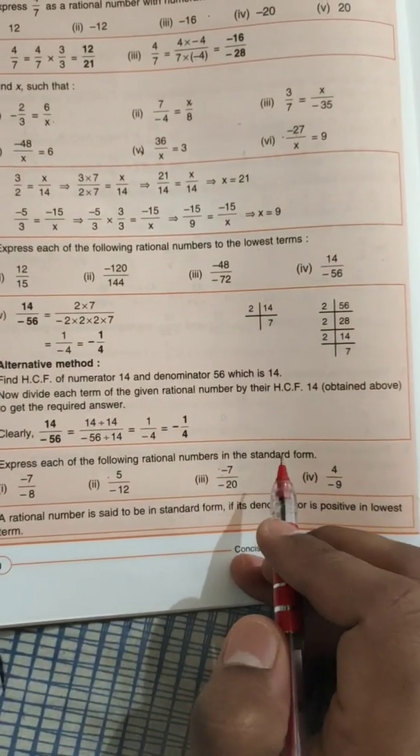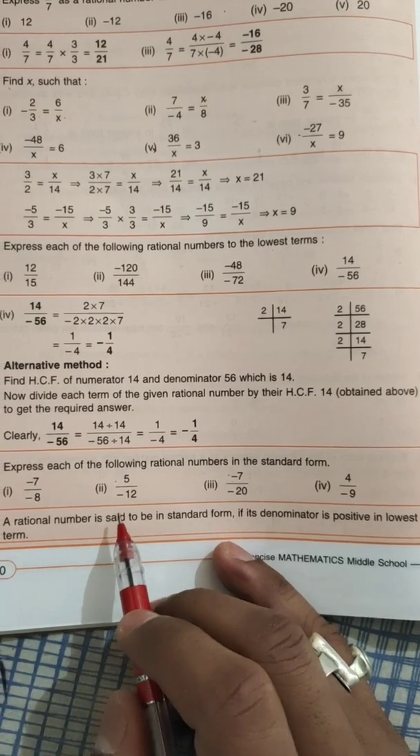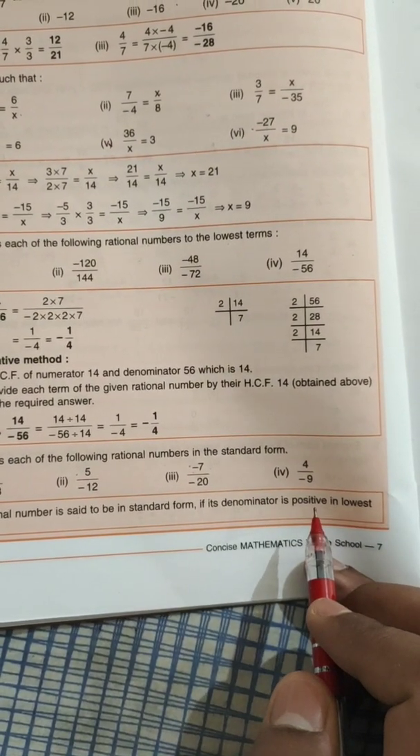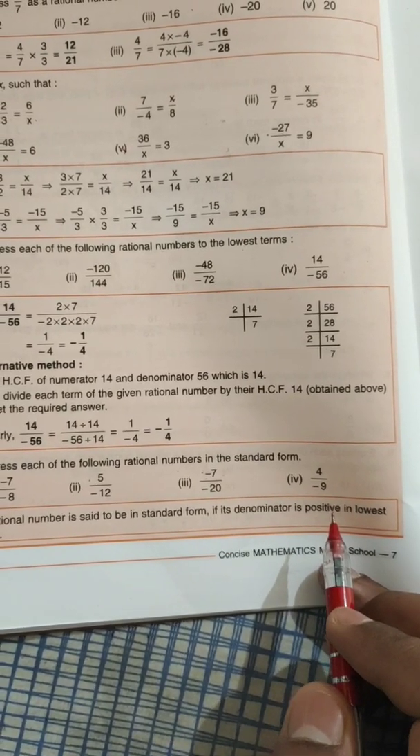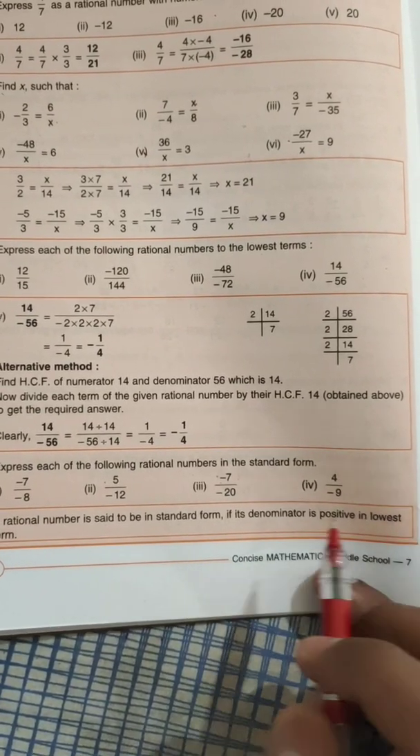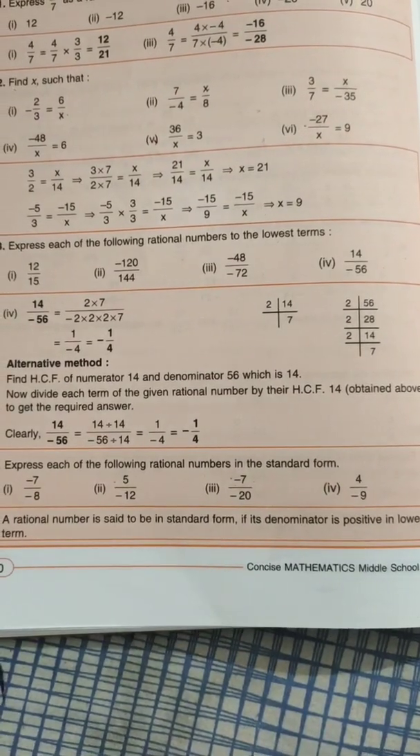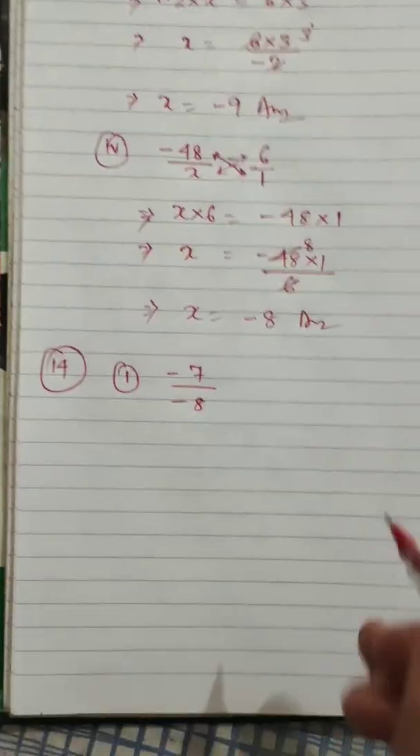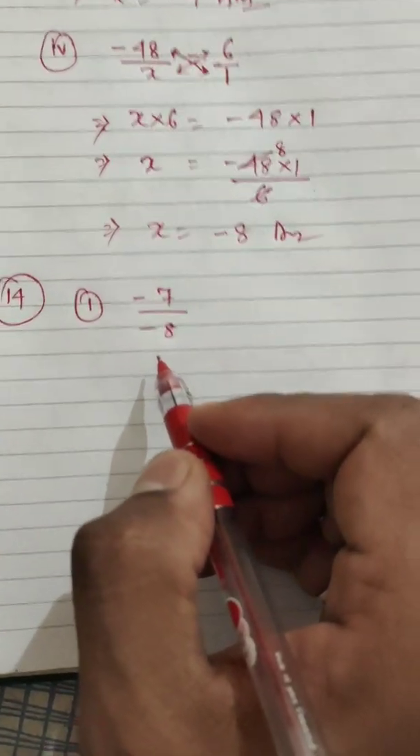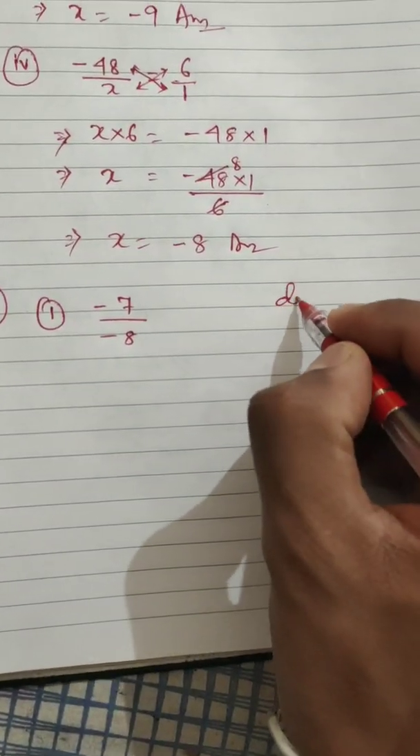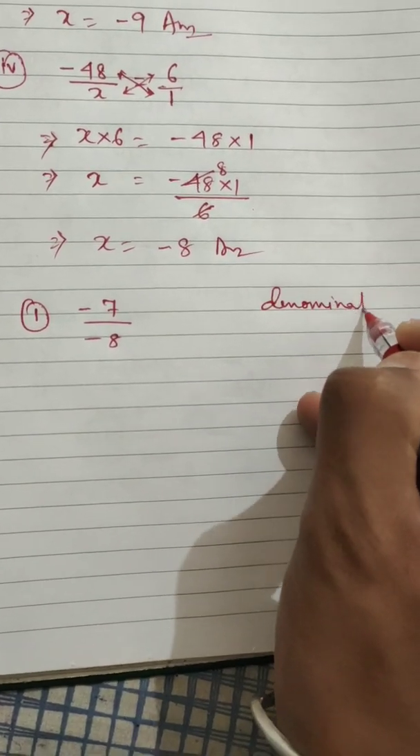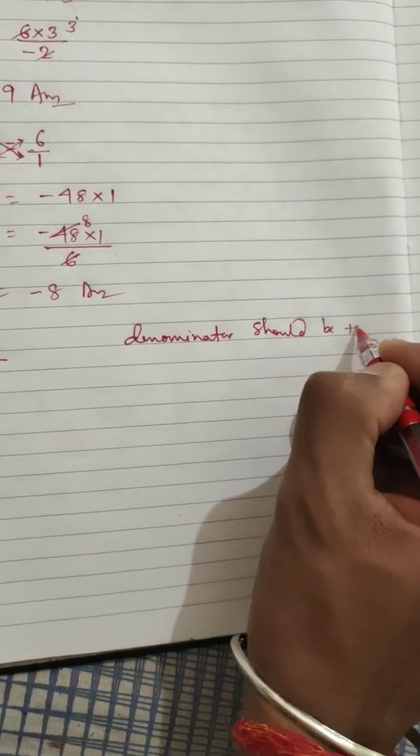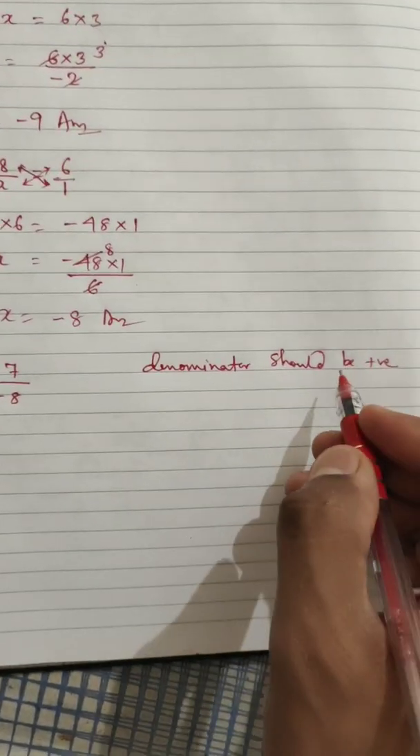Let us understand what is standard form. A rational number is said to be in standard form if its denominator is positive. First of all, denominator should be positive and the denominator should be in lowest terms. Like first question is minus 7 by minus 8. Let us make it in standard form. What does standard form say? That denominator should be positive. The denominator should be positive.